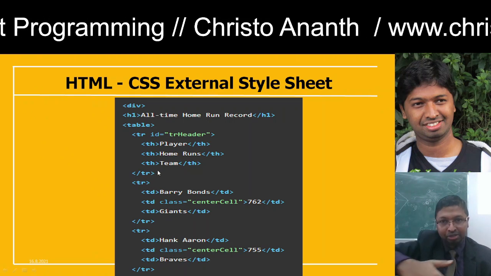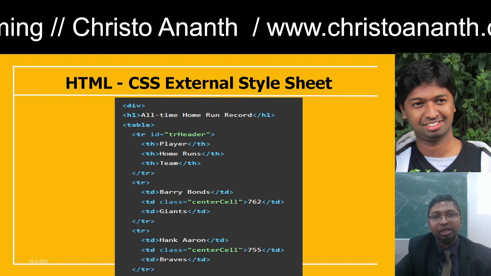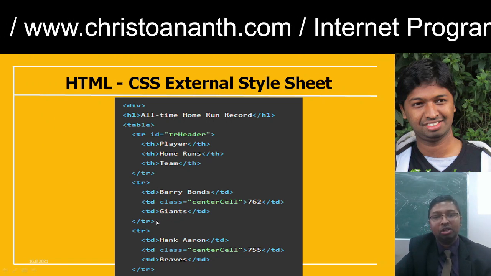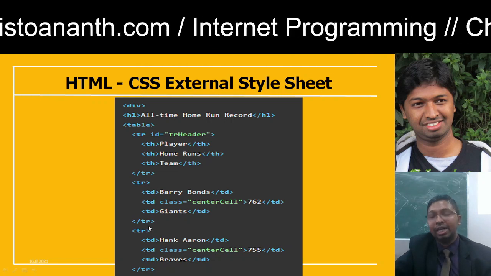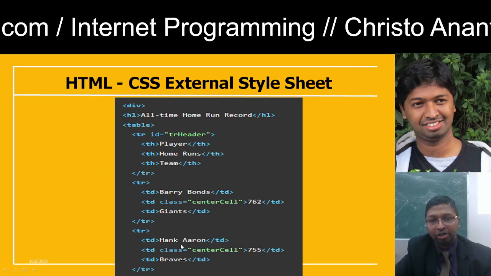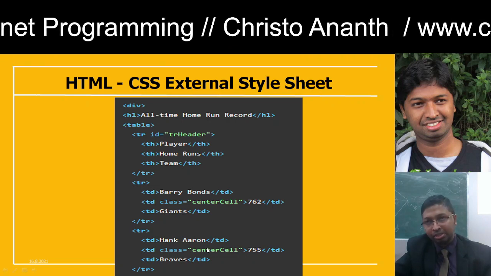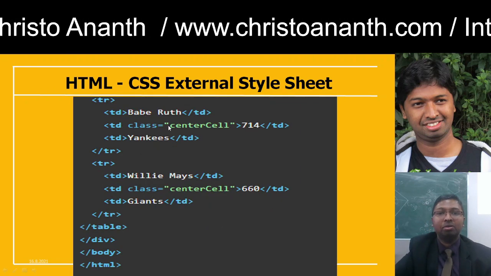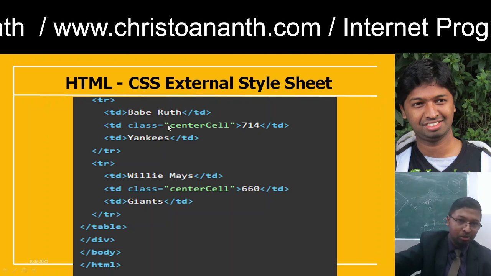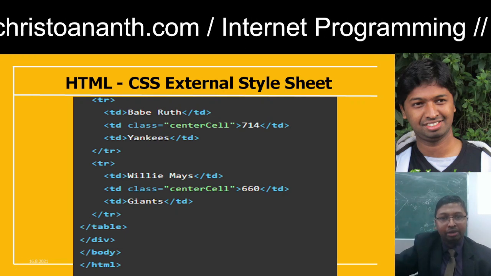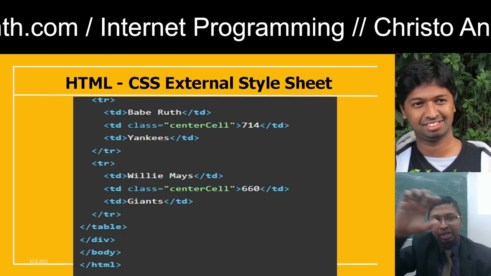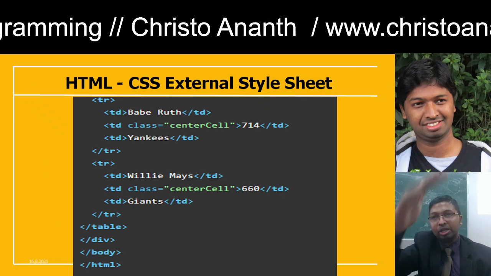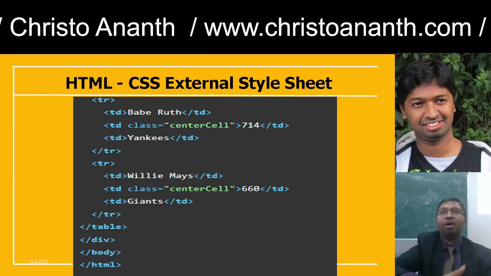Another row you are going to start. Barry Bonds, table data class center cell, table data Giants. Close the tr. Then you will go with another table row, Hank Aaron, center cell, then Braves, close the tr. Then another one, Babe Ruth, center cell, Yankees, close the table row. Another one, Willie Mays, center cell, table data Giants, close the table row, then close all the table, div, body and HTML.